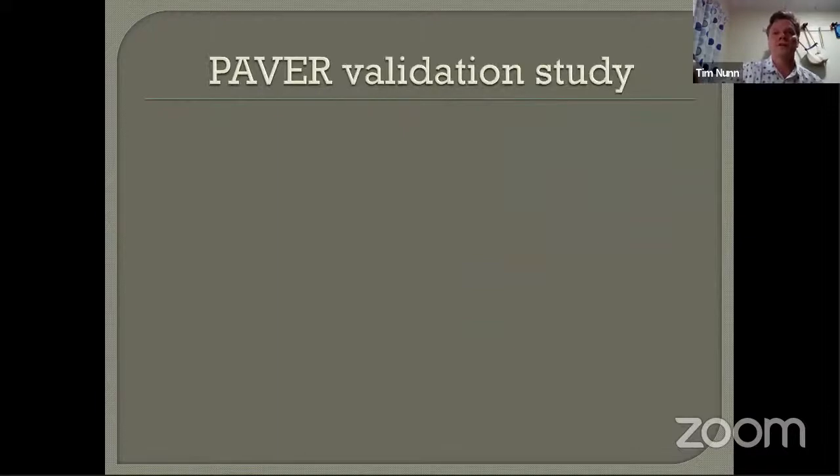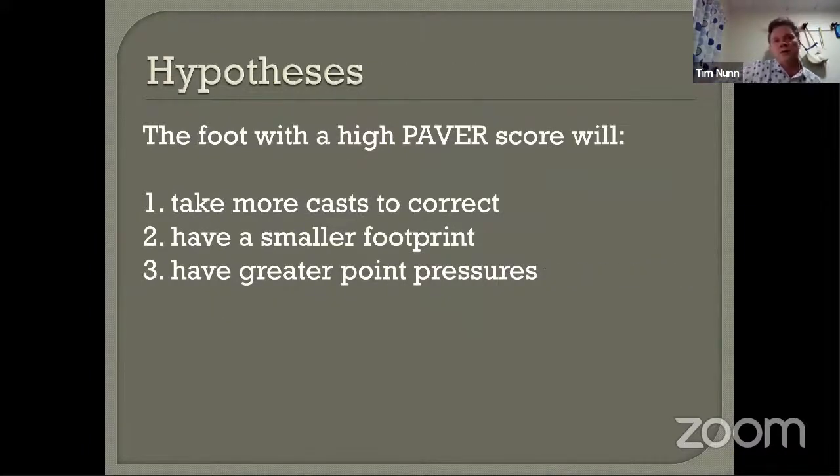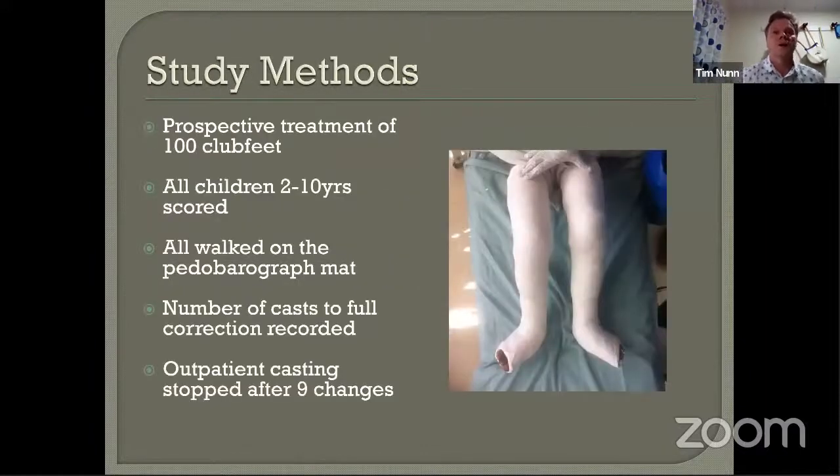So we did a validation study to look at whether the score was valid, in terms of whether it correlated with the number of casts needed to correct the deformity and with pedobarography. Our hypothesis was that it would take more casts to correct a higher PAVER score, and that those with higher PAVER scores would have smaller footprints and greater pressure points. We looked at 100 clubfeet, all in children between the ages of 2 and 10, and all walked on a pedobarograph mat. We charted the number of casts to full correction. We discontinued casting if they'd had 9 changes and had either plateaued or had not responded.